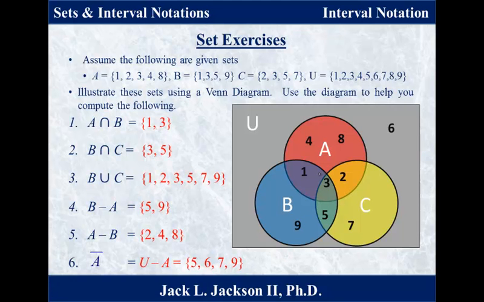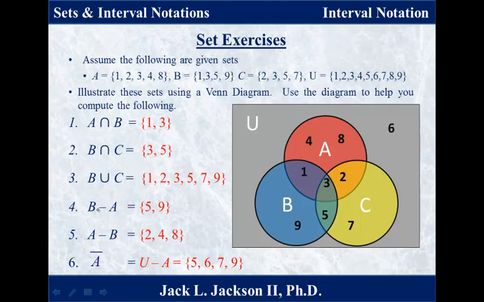B union C says you throw all of B and C together. So it's 1, 3, 5, 9. Also 2. We already have 3. We already have 5 and 7. So you can list any order you want. If you want 1, 3, 5, 9, 2, 7 would work, or I just put them in increasing order. Now over here you can see that's all of B and all of C, everything down here. So it's 1, 2, 3, 5, 7, and 9.